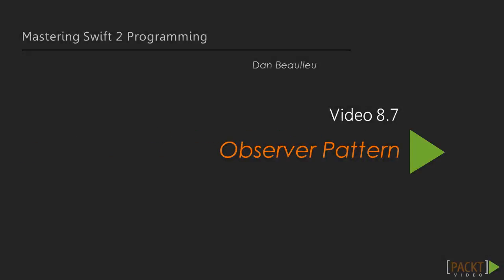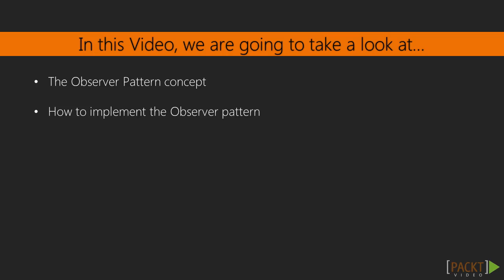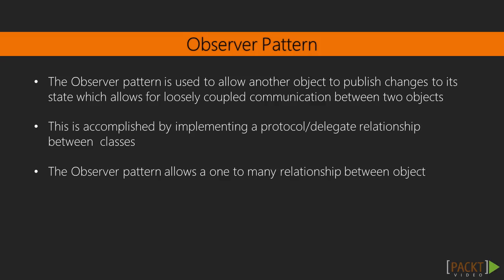In the previous video, we applied the chain of responsibility pattern to our repository API. In this video, we're going to look at another very common pattern in the Cocoa framework, the observer pattern. The observer pattern is used to allow another object to publish changes to its state, which allows for loosely coupled communication between two objects. This is done by implementing a protocol-delegate relationship between two classes.